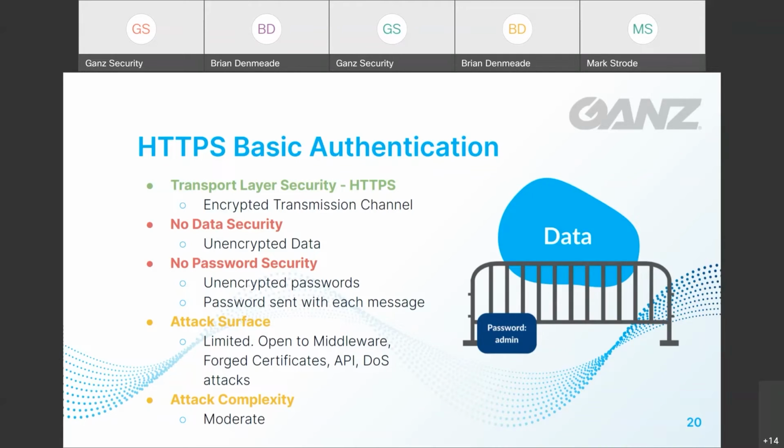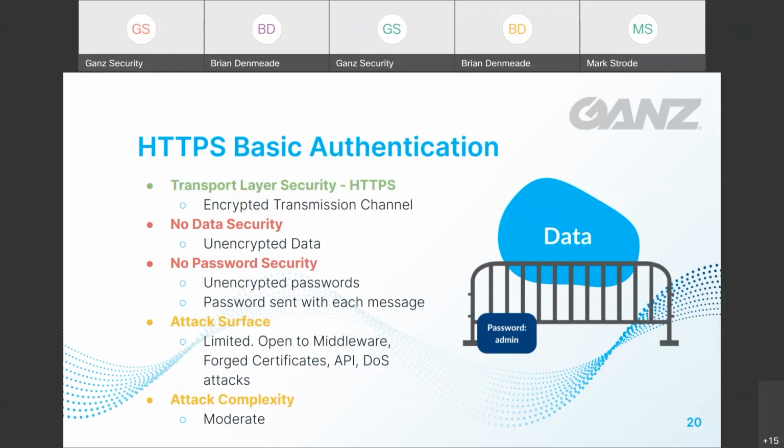HTTPS provides encryption to that channel. So unless I have the correct information on my side when connecting to that channel, meaning I'm also in HTTPS and I have the right matching certificate and the right credentials, I'm not going to be able to access it. So HTTPS, very simply, is providing encryption to that transmission.